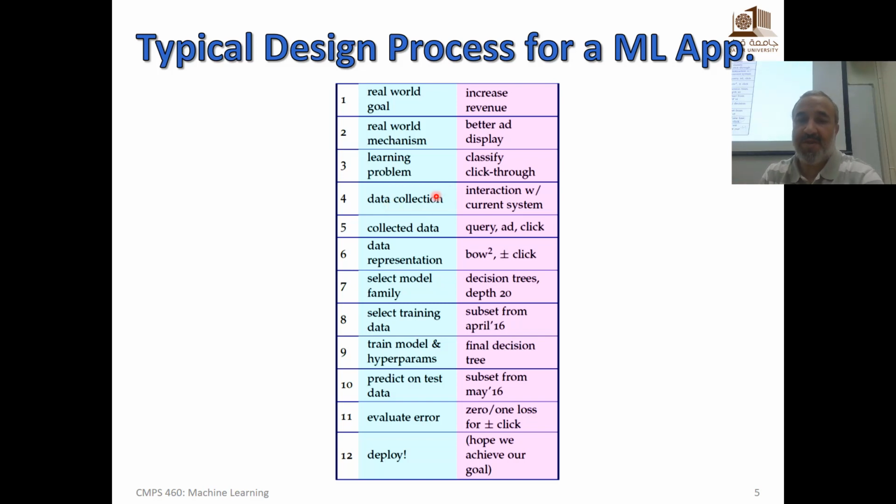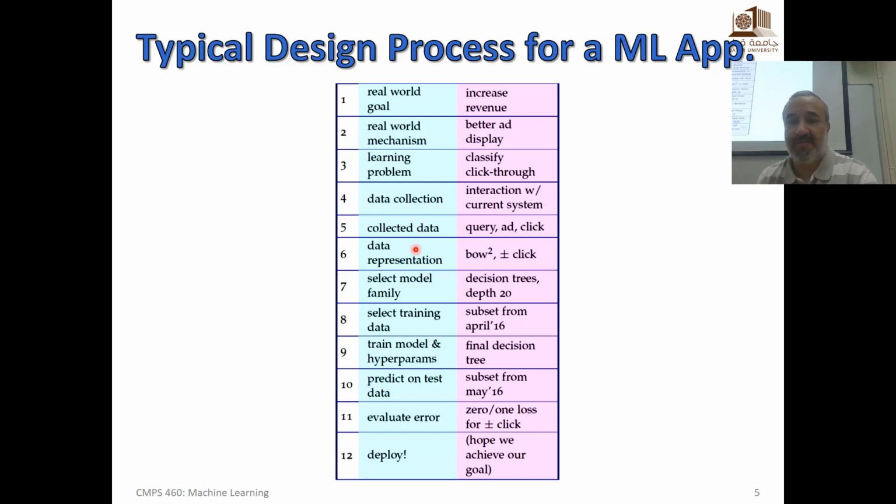So that's step 4. Then we need to define what exactly we will collect for this problem. So we said that we need the query, which the user is writing, and the ad that will be displayed or not, and the click. So this is the data that we need for training, right? So we need many examples of this: query, ad, and whether the user clicked or not. So this is what we need to collect.